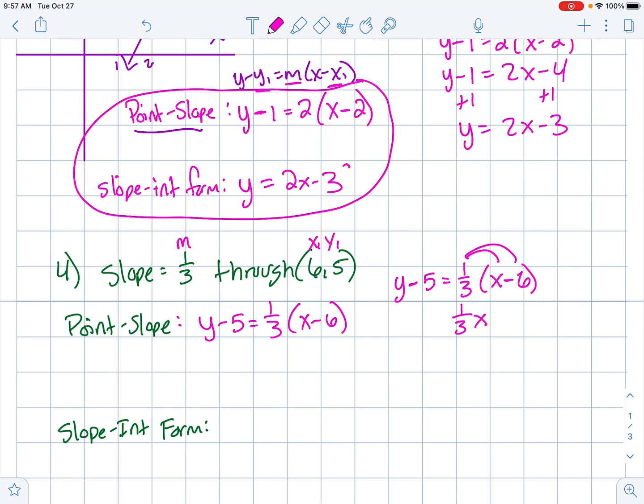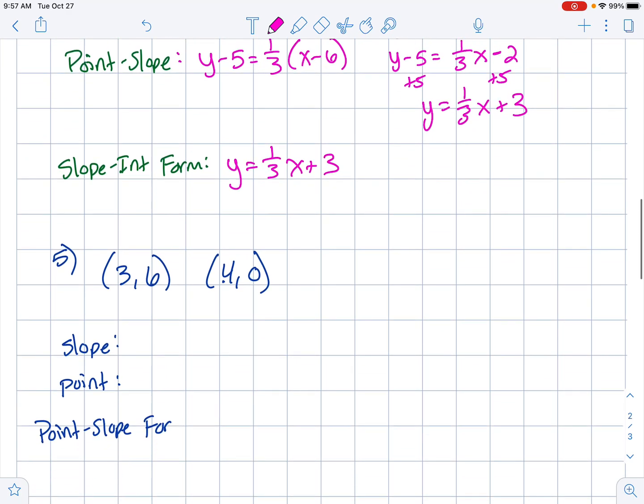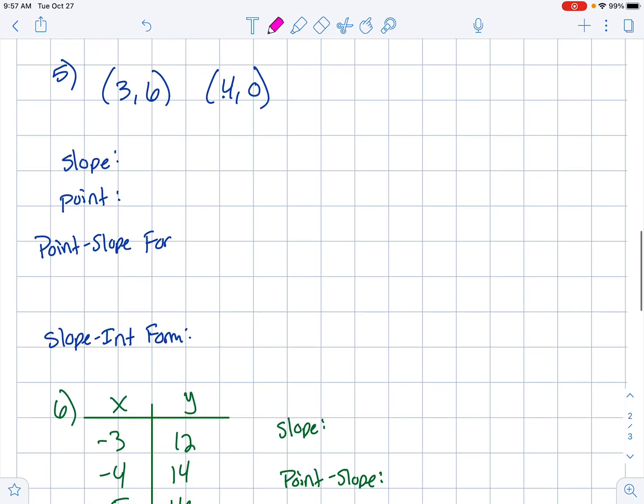1/3 times 6 is essentially, remember 6 times 1, and then 6 is over 1, so 3 times 1. 6 divided by 3 would be 2. Bring the rest down. I'm going to add 5 to each side to get y equals 1/3 x plus 3. And that would be my slope intercept form.